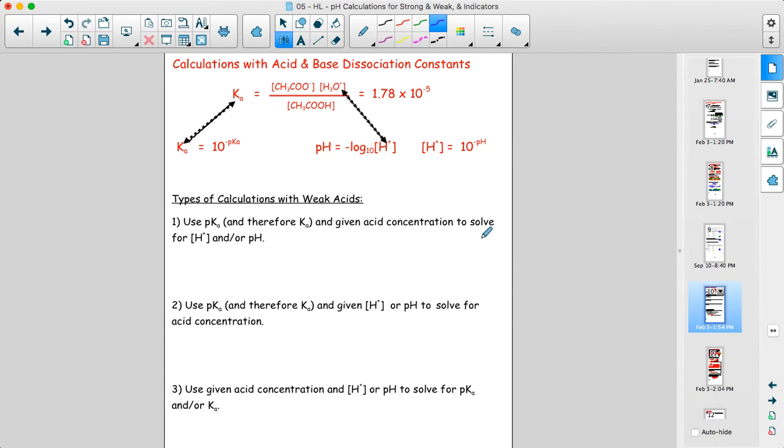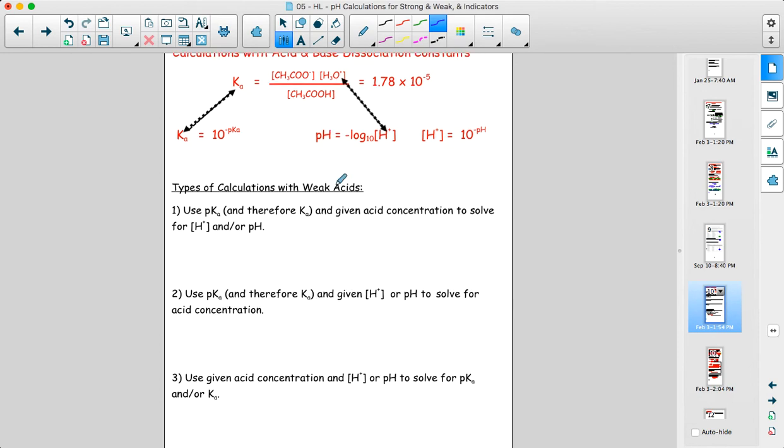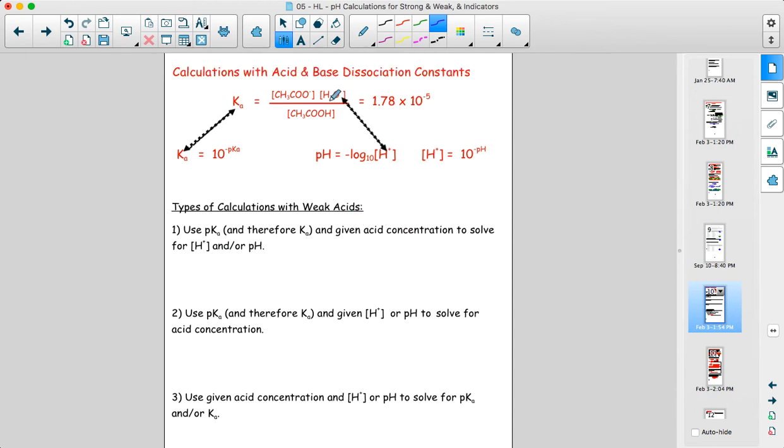All right, so how do we actually do the calculations? Well, we've got the Ka expression. Remember, it's very similar to an equilibrium constant expression. Essentially, there are different types of calculations you're going to be presented with. Either you're going to use a pKa value from that table and a given acid concentration, and you'll solve for H+ and/or pH. So you'll know this one, and you'll know pKa. And if you know pKa, you can get Ka. And once you know these two things, you can use ICE calculations to solve for these ones.